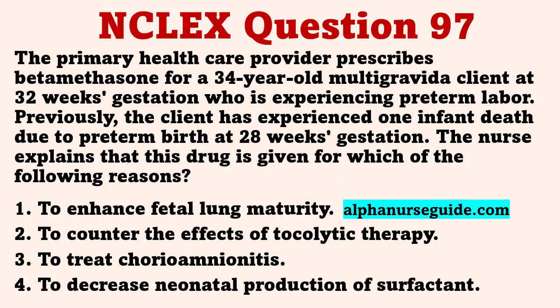The primary healthcare provider prescribes betamethasone for a 34-year-old multigravida client at 32 weeks gestation who is experiencing preterm labor. Previously, the client has experienced one infant death due to preterm birth at 28 weeks gestation. The nurse explains that this drug is given for which of the following reasons? 1. To enhance fetal lung maturity. 2. To counter the effects of tocolytic therapy. 3. To treat chorioamnionitis. 4. To decrease neonatal production of surfactant.